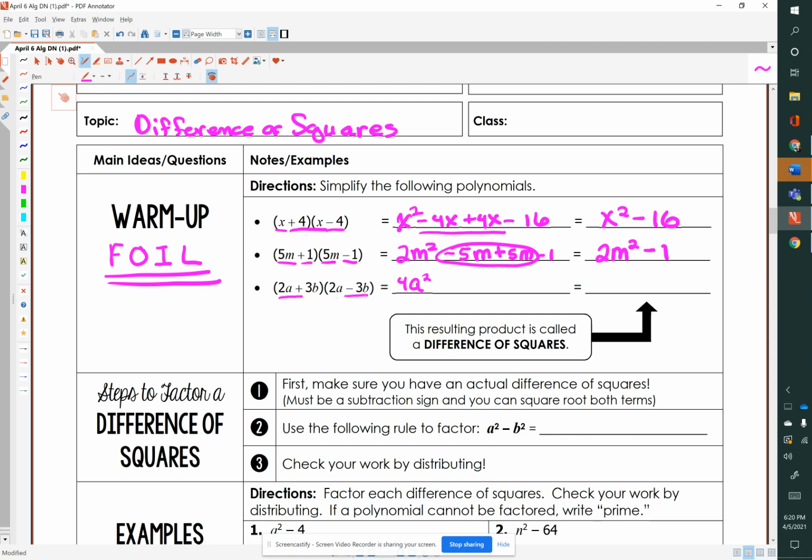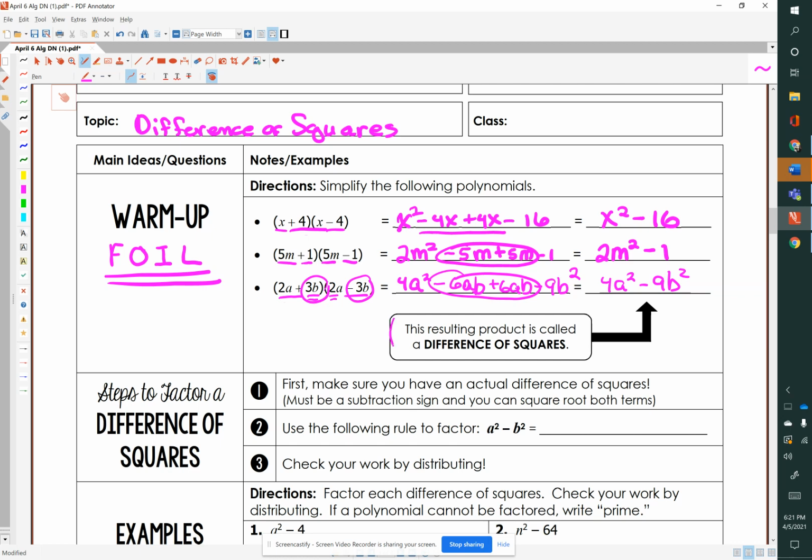Okay, outer, 2a times negative 3b, negative 6ab. Now inner, positive 3b times positive 2a, so that's a positive 6ab. And last, 3b times negative 3b is 9b squared, and that's a negative 9b squared. The center terms will cancel out again. So we have 4a squared minus 9b squared.